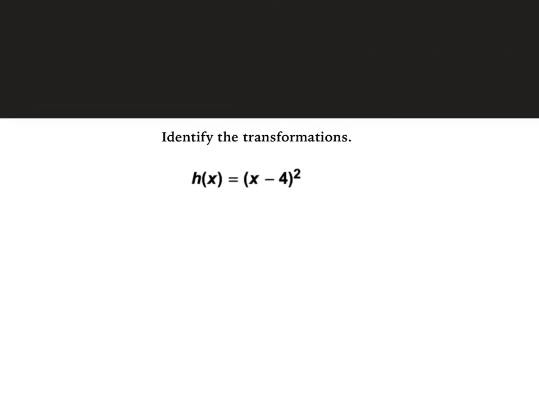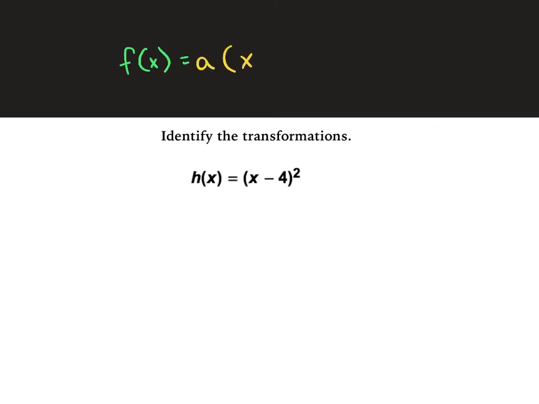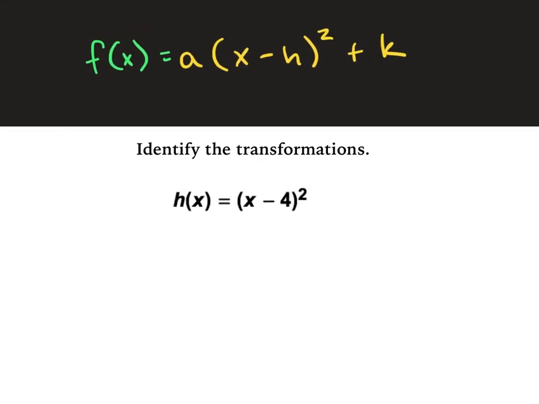All right, again, I'm going to write the vertex form at the top. So we have f of x is equal to a times x minus h squared plus k. Do we have an a in our problem here? Anything being multiplied out front? No. So we can skip a. Do we have anything added or subtracted inside?